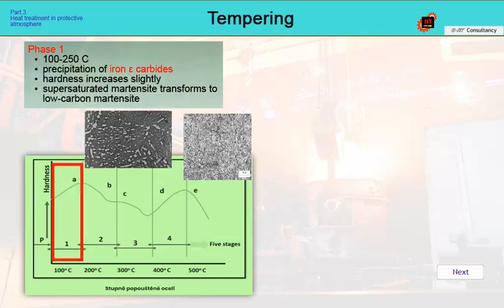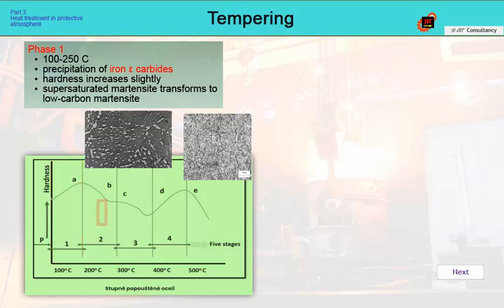In the first phase, at temperatures of 100 to 250 degrees Celsius, there is a gradual release of carbon from the supersaturated unstable martensite. This released carbon transforms into non-equilibrium iron epsilon carbides. At this stage, there may be a slight increase in hardness. Oversaturated martensite becomes low-carbon martensite, and it is the increased content of epsilon carbides that can increase the hardness.